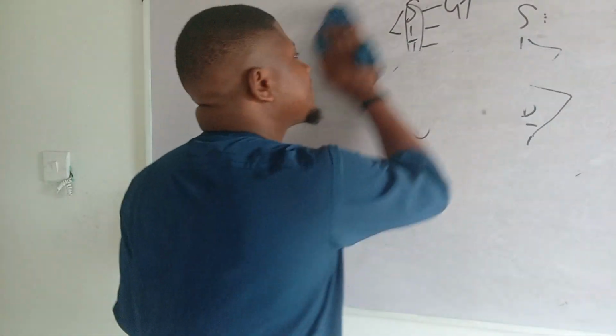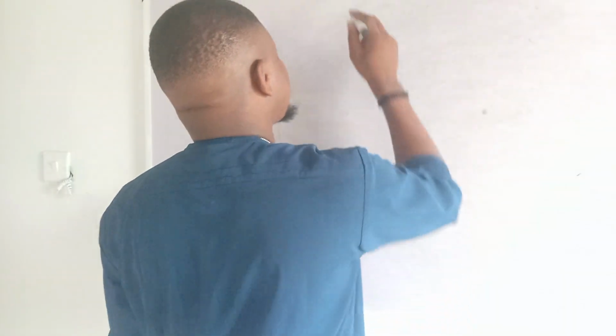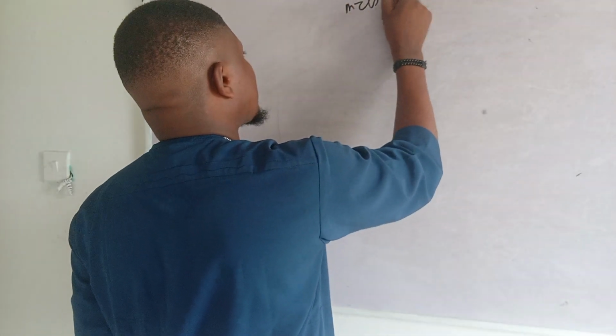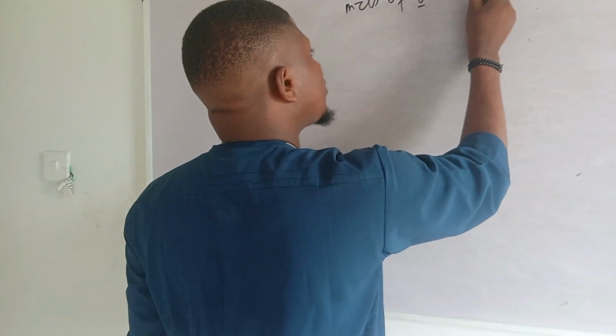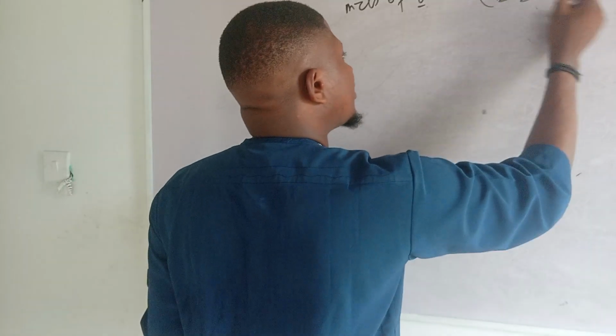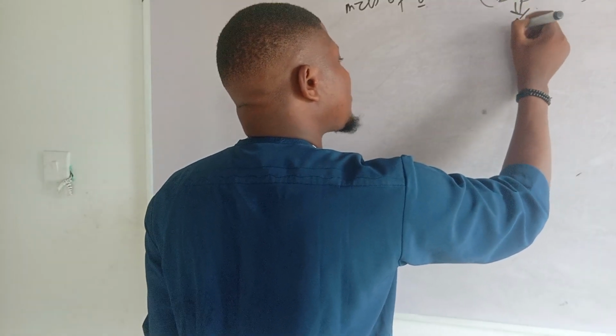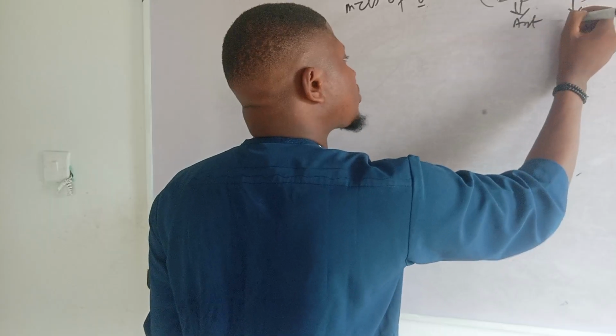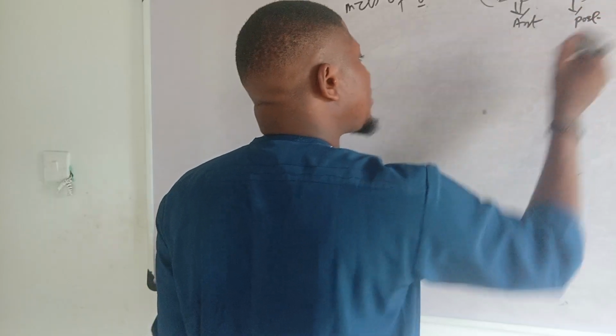So let's look at muscles of the arm. I call them B, B, C, T. These three are muscles of the anterior compartment, while this one is the muscle of the posterior compartment.